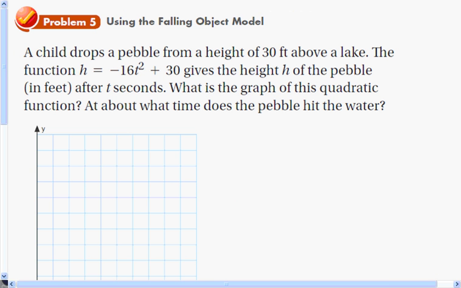All right, a child drops a pebble from a height of 30 feet above a lake. The function h equals negative 16t squared plus 30 gives the height h of the pebble in feet after t seconds. What is a graph of this quadratic function?